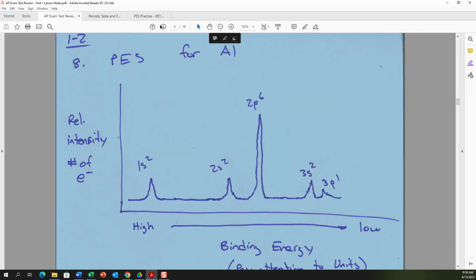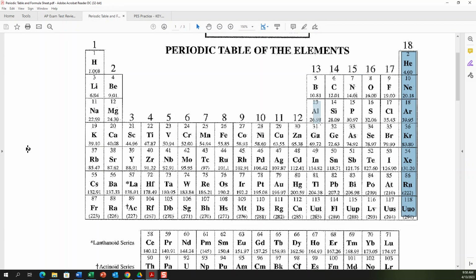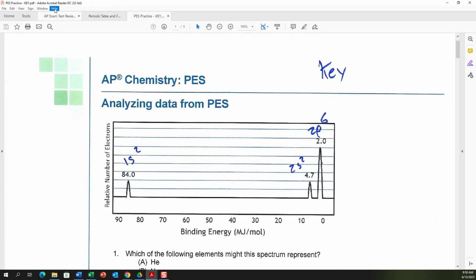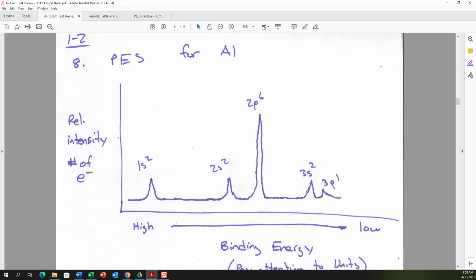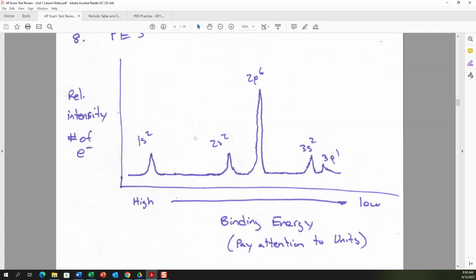All right. So if you're given a full PES, you could just label, and now you have your electron configuration. So you can go to your periodic table and say, well, what ends in 3p1? Go to your periodic table. 3p1 is aluminum. So we've identified the element. All right. So if you have a full PES, you can identify the element.